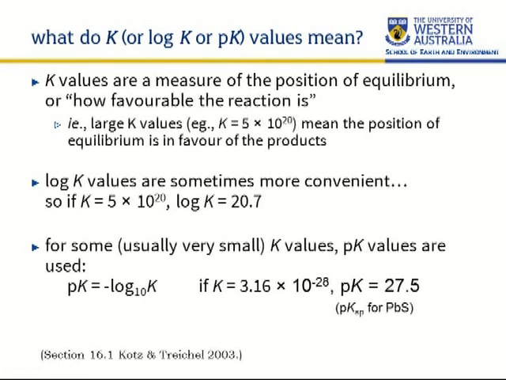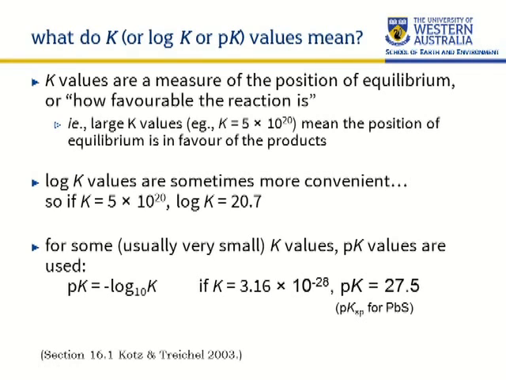So the larger the K value, the more the reaction travels in favour of the products, or the right-hand side of the reaction. And because often we're using very large numbers, often we use log K values. So, for example, if the equilibrium constant is 5 by 10 to the 20, which is not unusual to have a K value that large, the log K value would be 20.7, the log of 5 by 10 to the 20.